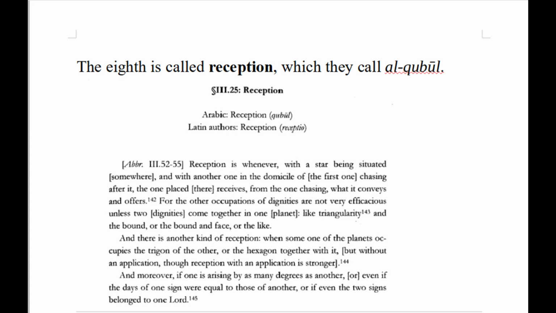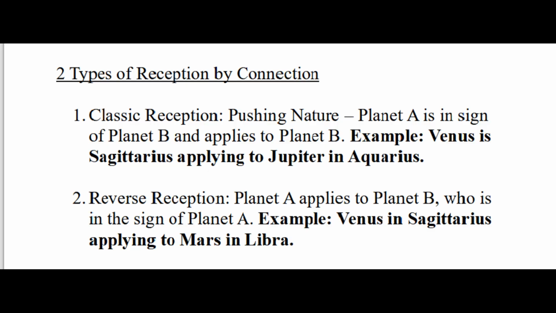But before we come to void of course, and to this return of virtue, I just want to talk about the different types of reception, because there are so many kinds. And reception involves pushing. There's the classic reception, which is actually what we call pushing nature, and we'll talk about that in a second. Then there is what we just call a trine with reception, etc.